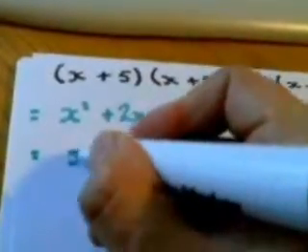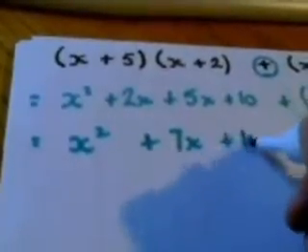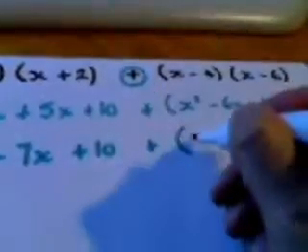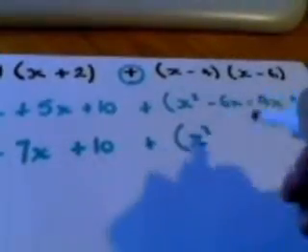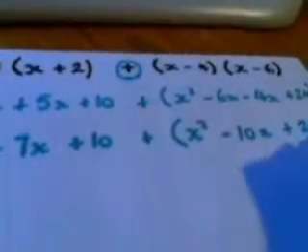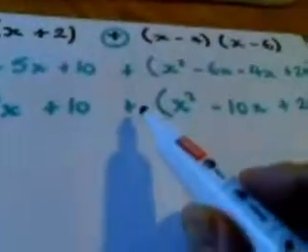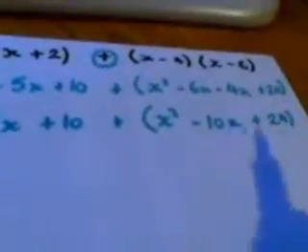So now let's simplify each part of the expression. We've got x squared plus 7x plus 10. I'm going to add on x squared minus 10x plus 24. So on our next line, we're going to remove these brackets, effectively expand this expression.